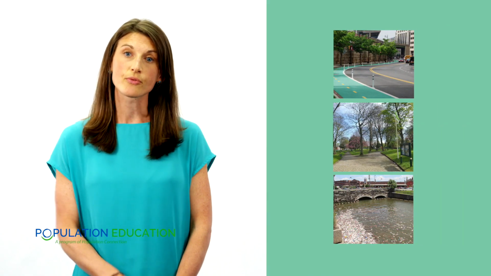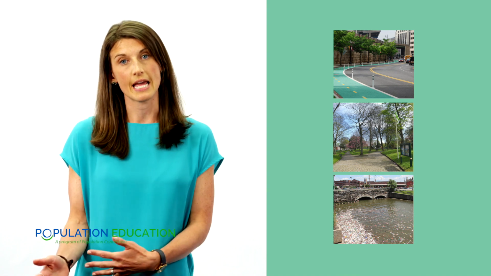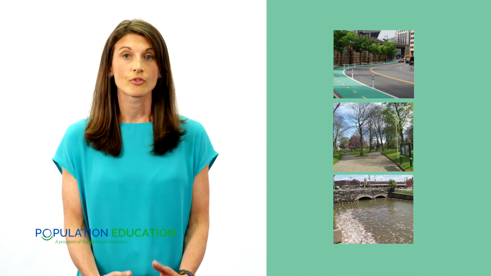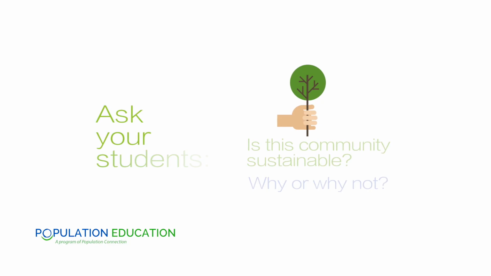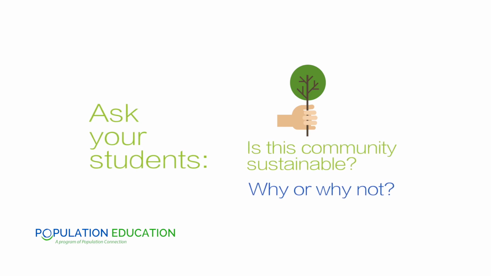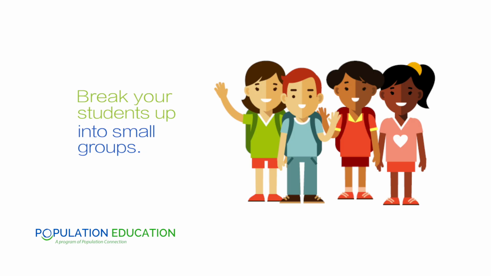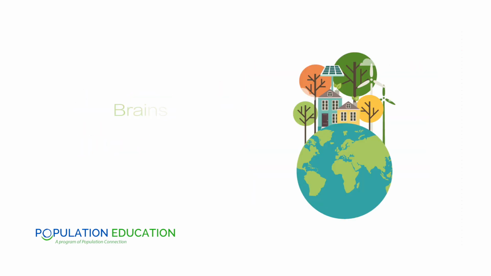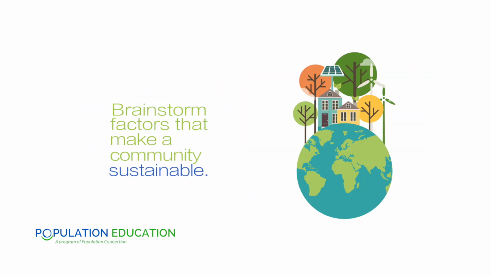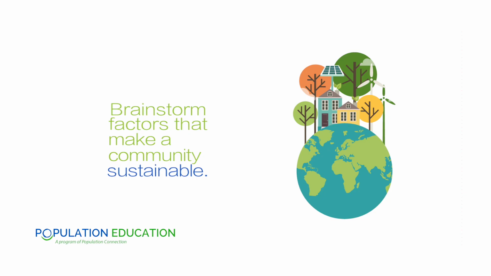To begin the activity, you'll first show students the 3 community photos that are found at the end of the lesson plan. For each photo, you'll want to ask students, is this community sustainable and why or why not? Next, you'll divide the class into small groups, and in their groups, they'll brainstorm what factors they think make a community sustainable. And after this brainstorming has happened, you'll come together as a whole class and have each group share some of their ideas as you write their ideas on the board.